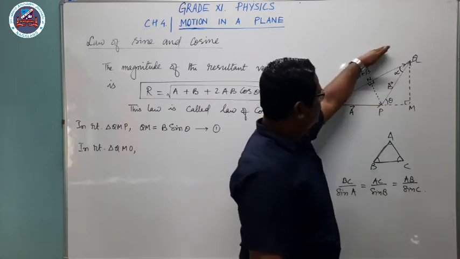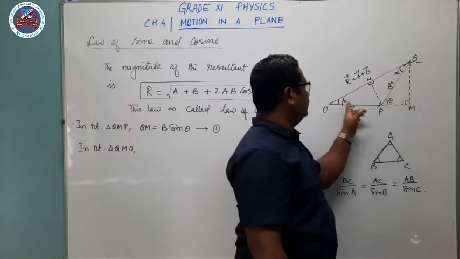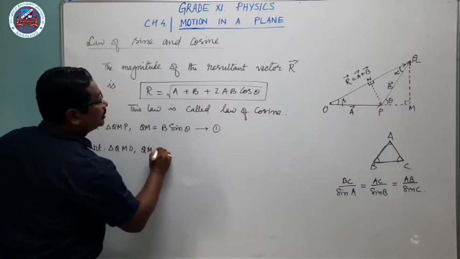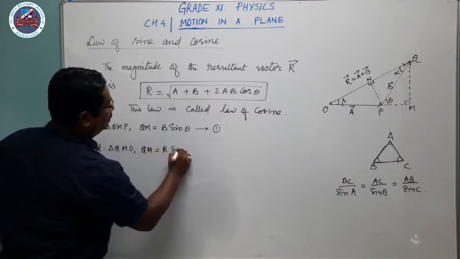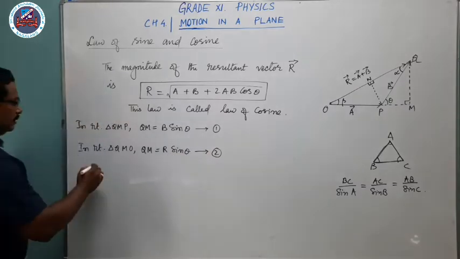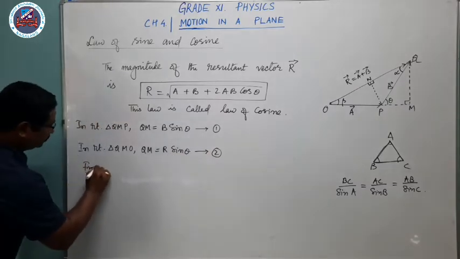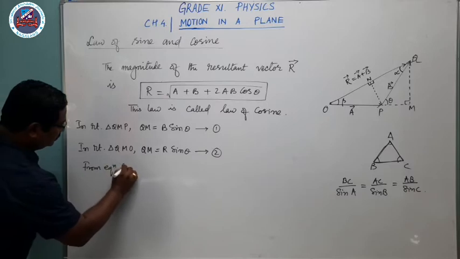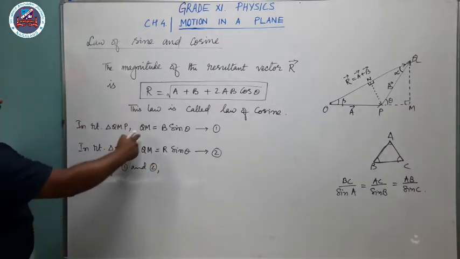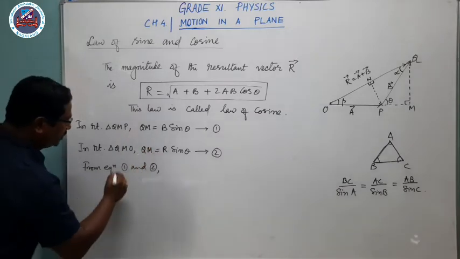This is the hypotenuse, this is the perpendicular, and this is the angle. So QM is equal to R sine theta. Equation number 2 we can make it. Then from equations 1 and 2, you will get left hand sides are equal, so right hand sides also will be equal.